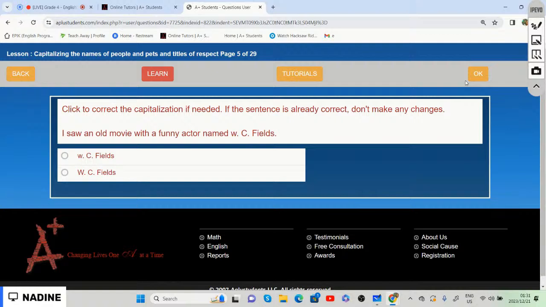And if we choose the correct initials as well as surname, we will choose the second option, which is capital W, capital C, and capitalize the first letter of the surname. So well done. The second option is correct.